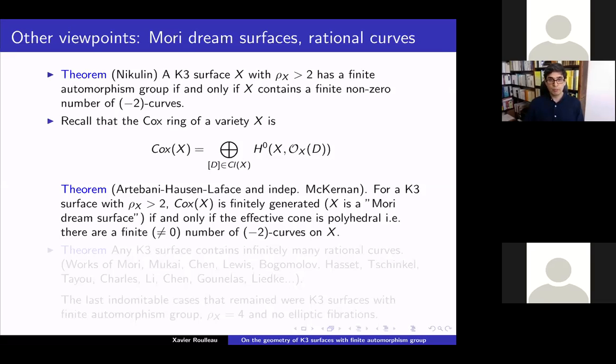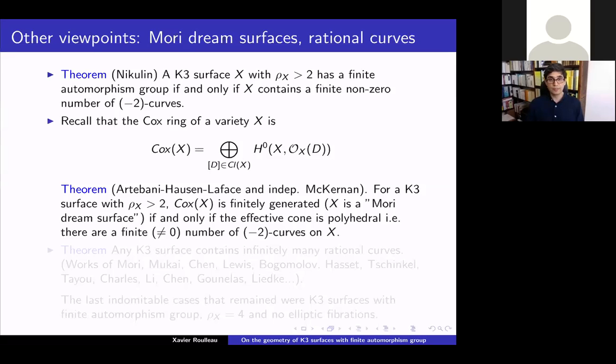So the number of -2 curves is bounded above, as we will see. So there are only 118 families, and each family has the same number of -2 curves, which is finite.